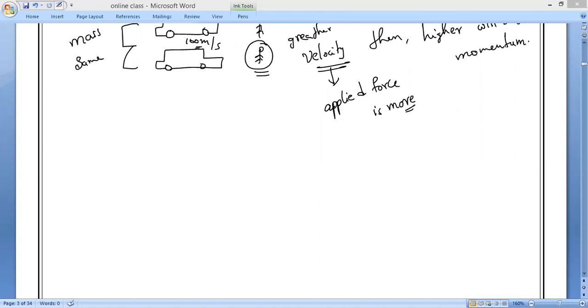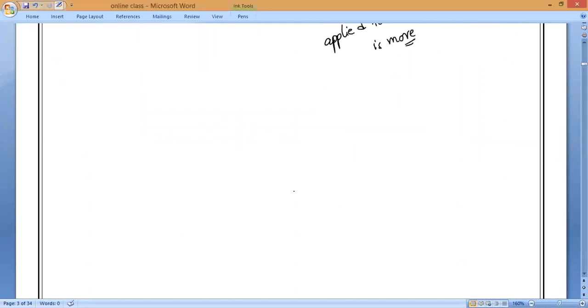Momentum also will change. Yes or no, guys? Yes, please respond. When a force acts on your body, always the momentum of the body will change. Yes or no? Now, if I apply a larger force, then what will happen to the momentum? Anybody? Larger the force, what will happen to the momentum?